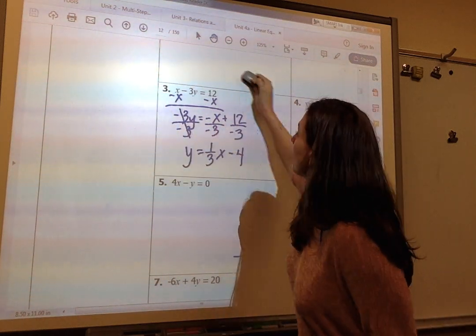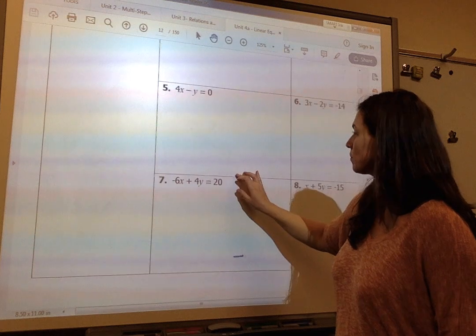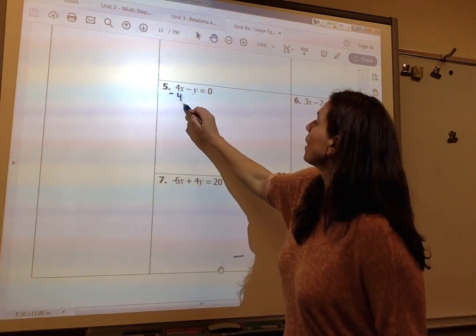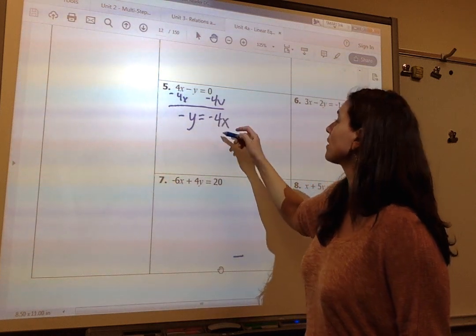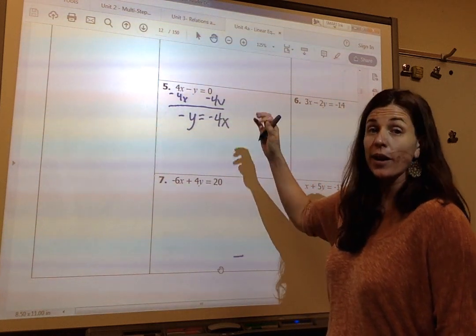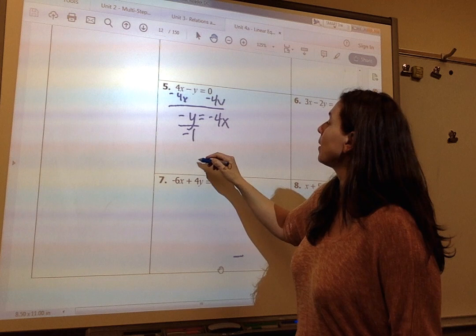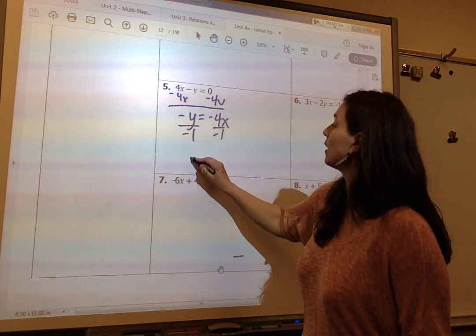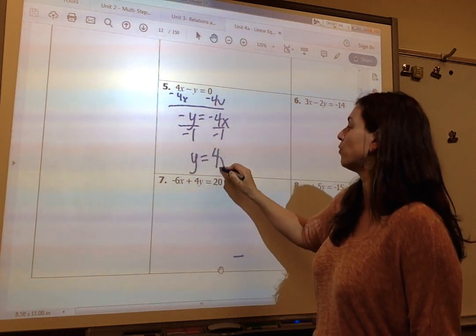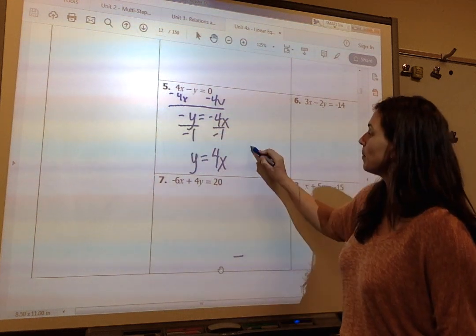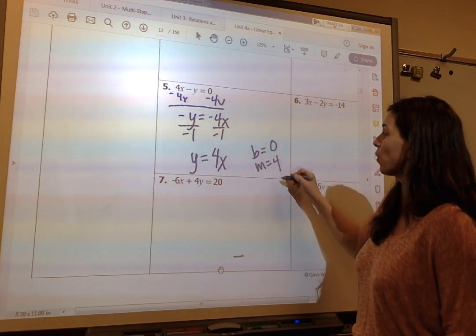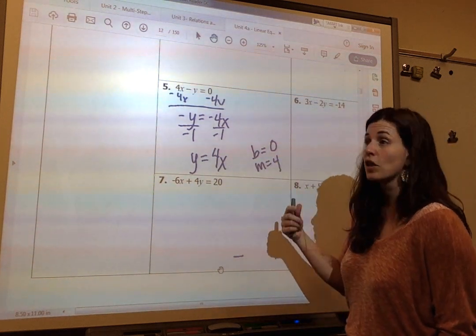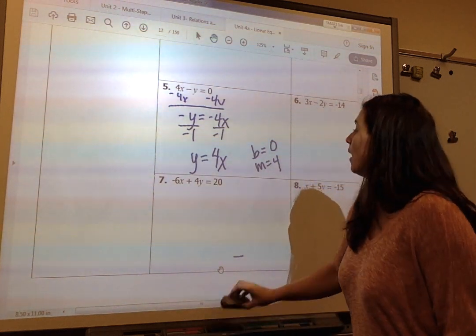So when you divide, make sure you divide every term. Okay? Number 5. Subtract 4x on both sides, and I get negative y equals negative 4x. I'm not going to put that plus 0. I don't need it. And then I'm going to divide by negative 1, divide by negative 1 to get y equals positive 4x. So my beginning point is 0, or my y-intercept, and my slope is 4. So I can still identify slope and beginning point.